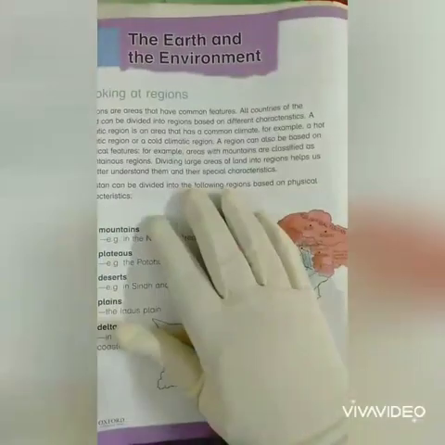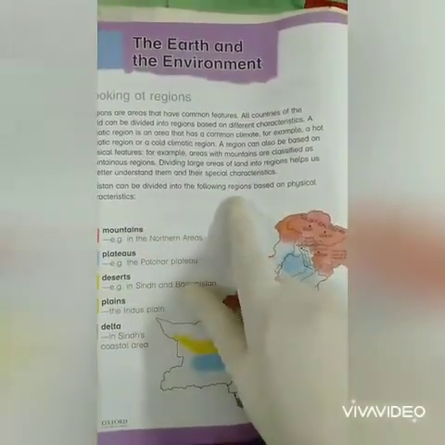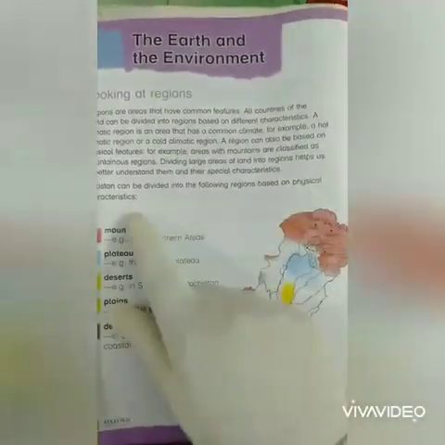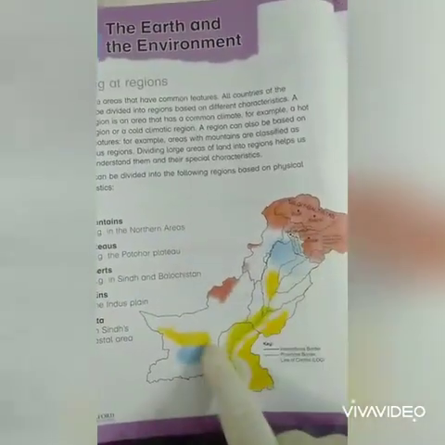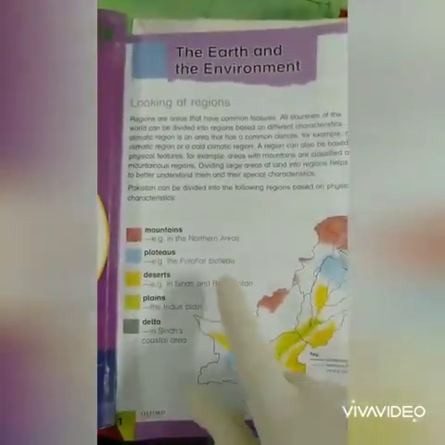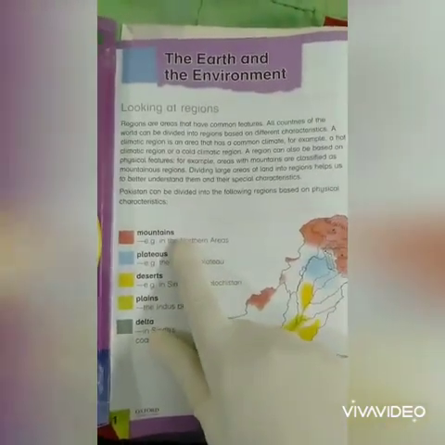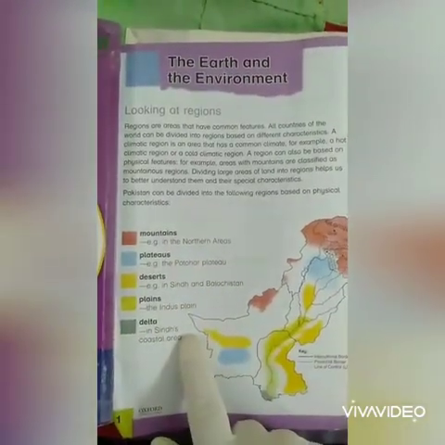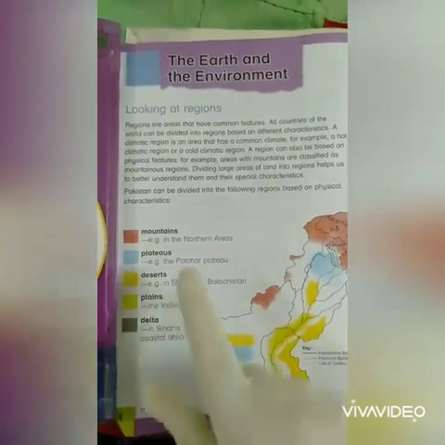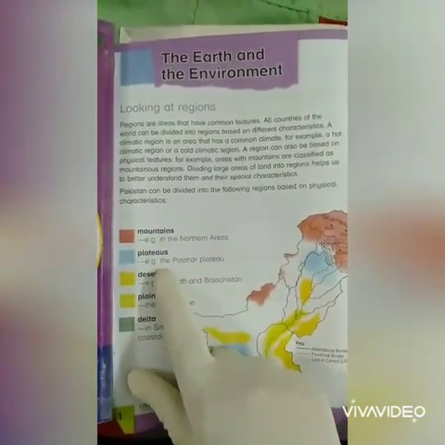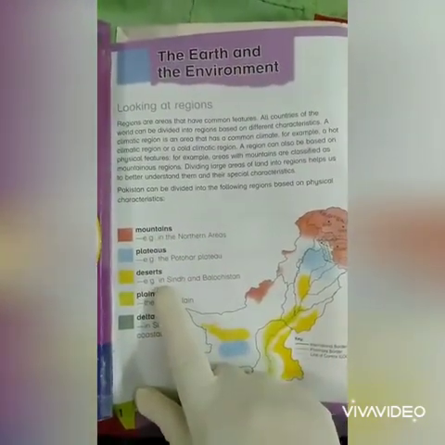Now, Pakistan can be divided into the following regions based on physical characteristics. This is the map of Pakistan. Here are the different regions into which we divide Pakistan: mountains, plateau, desert.